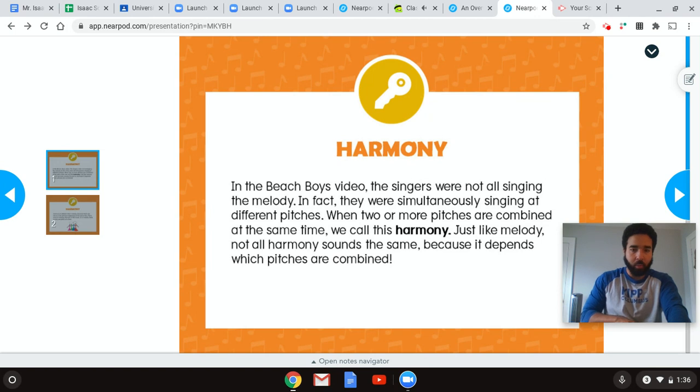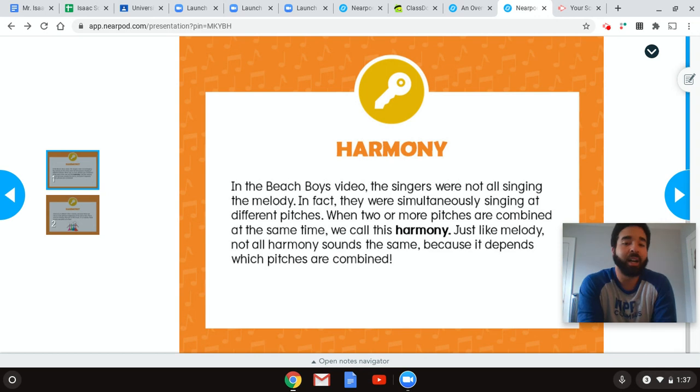Just an example. When you play two or more pitches, you hear that it's automatically different. That note on the back end is the harmony note. So melody, harmony. Very simple when you think about it.